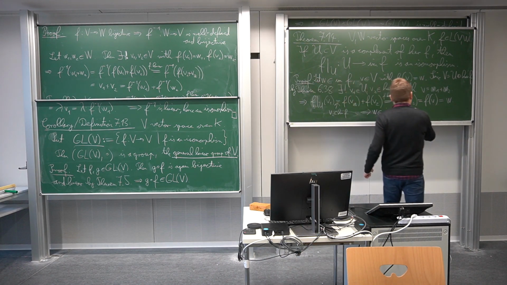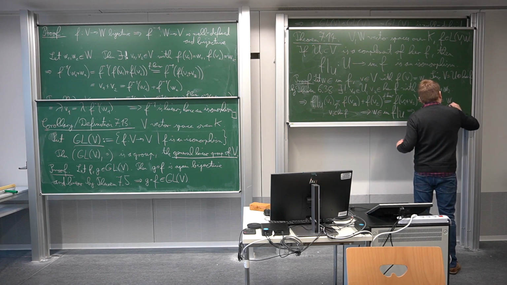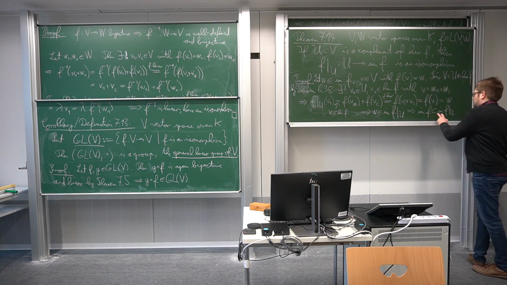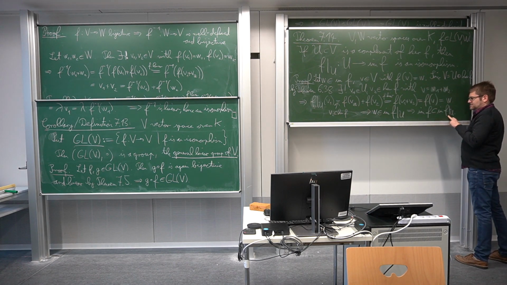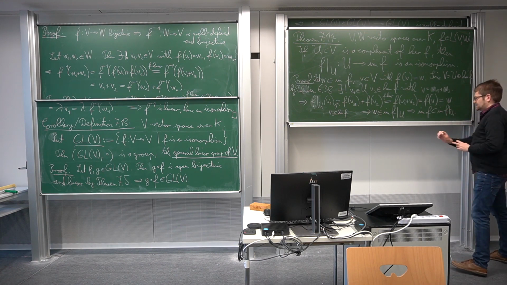And this shows that the image of F is a subset of the image of the restriction of F to U. The other inclusion is obvious, since this is just a smaller space, and this is just a part of F, so this would be only a part of the image theoretically.